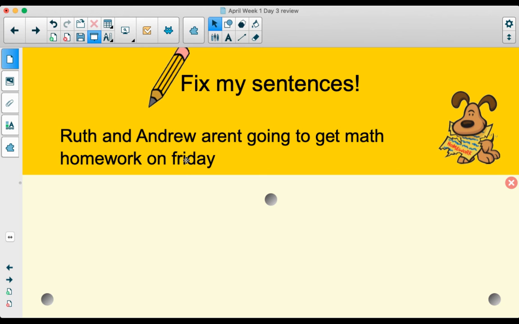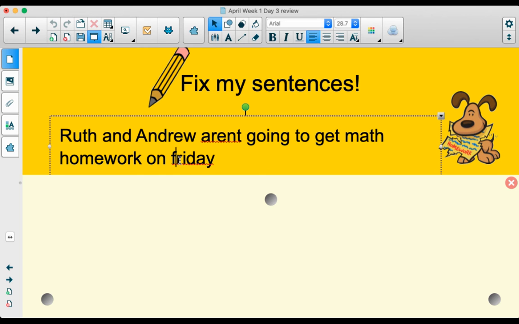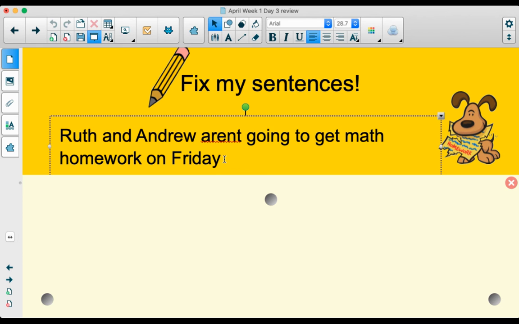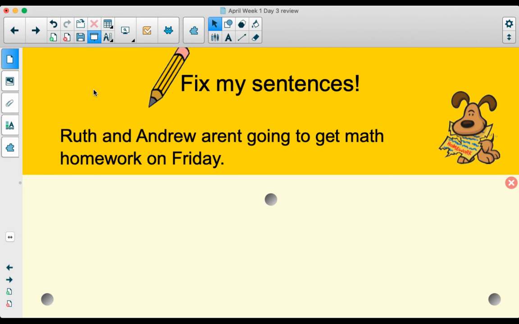Friday is also a proper noun. Oh boy, I didn't capitalize any of my proper nouns today. Now, did I make any more mistakes? Let me keep reading. Ruth and Andrew aren't going to get math homework on Friday. Oops, I didn't add a punctuation mark. Okay, adding a period. Now I'm going to check my spelling. Something here doesn't look right. Can you see what it is?